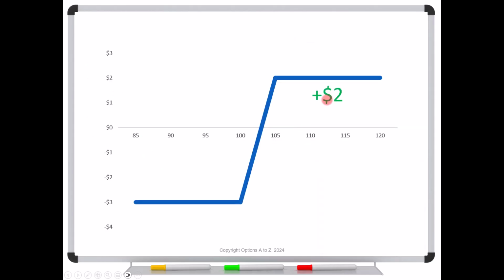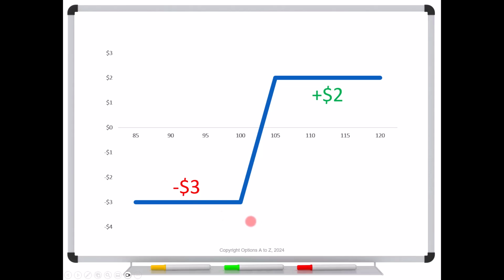Here's our credit of 2, and therefore here's our max loss of 3. Max loss of 3 comes about because we have the obligation to buy shares at 105. That's our short 105 put. We have the right to sell them for 100. Well, if you buy them for 105 and sell them for 100, that's a $5 loss, for which you've been paid $2. That's why your overall net loss is potentially $3.